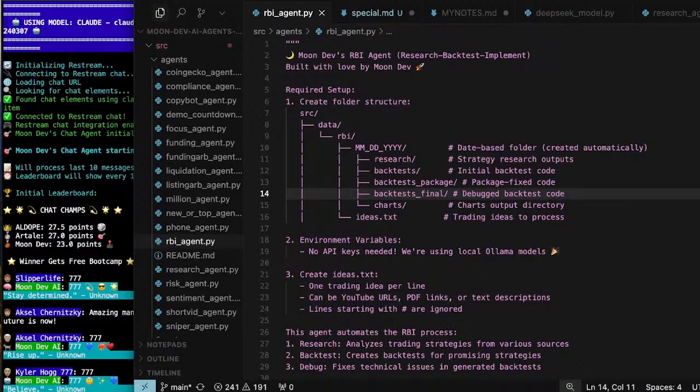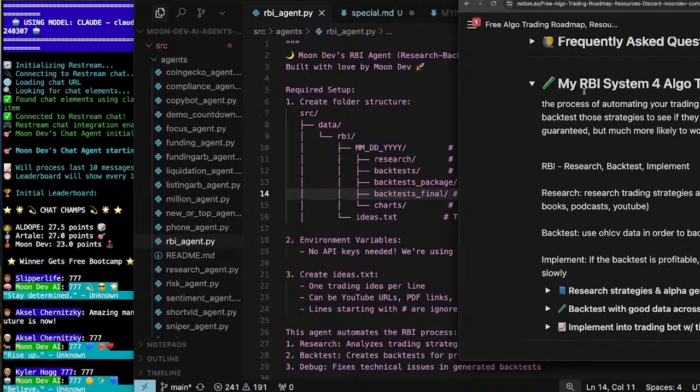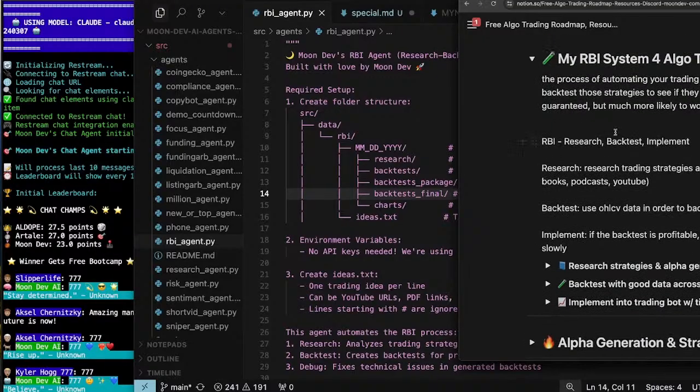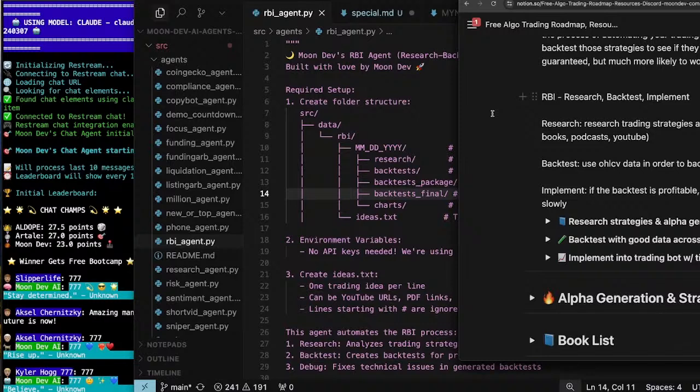So here. Okay, this is free on moondev.com, but grab it because I'll show you there right now. The process of automating your trading starts with research of trading strategies. Then you back test to see if they actually work in the past. If they do, they are not guaranteed, but they're much more likely to work in the future. Okay, that's the RBI system.